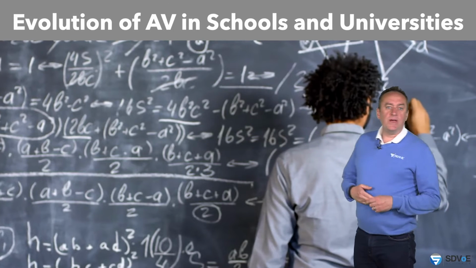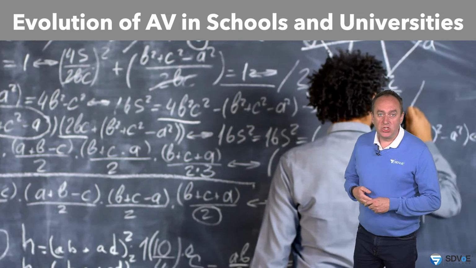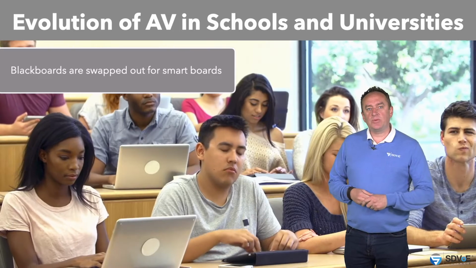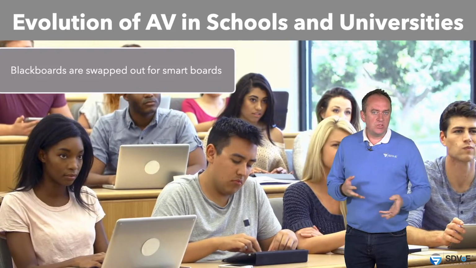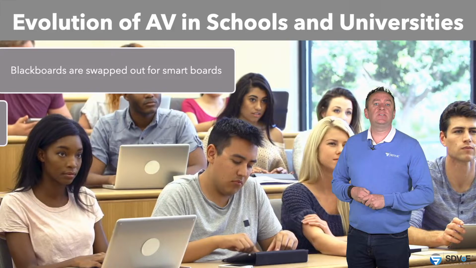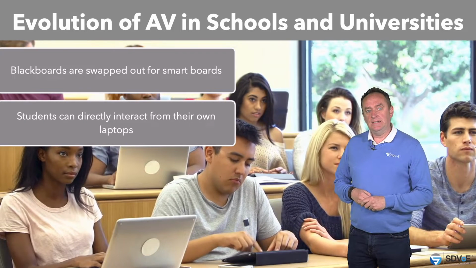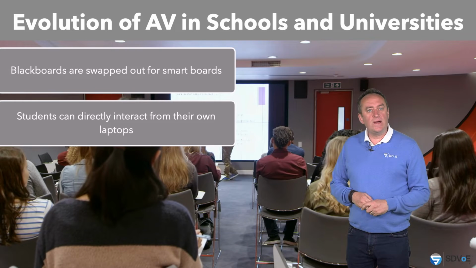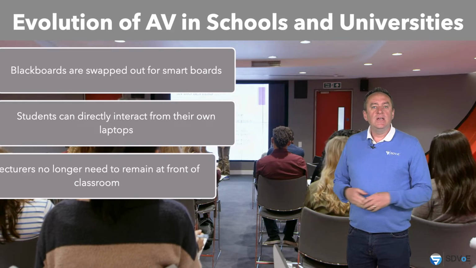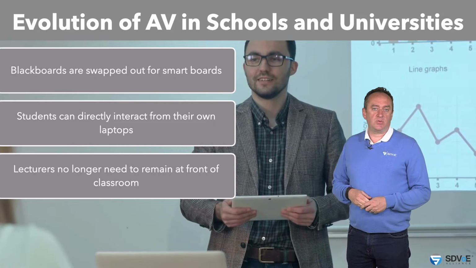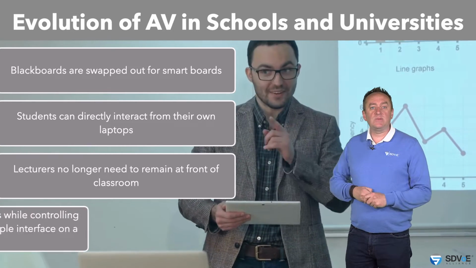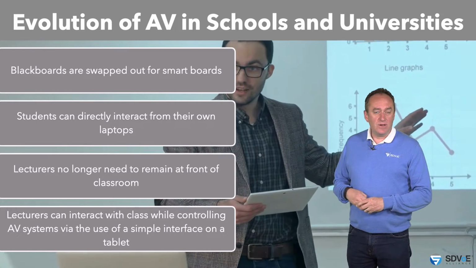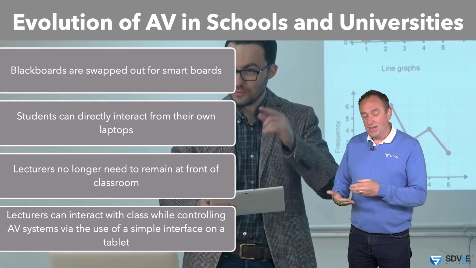The student experience in schools and universities has changed dramatically in recent decades. Blackboards have been swapped out for smartboards to help students interact with the rest of the class directly from their own laptops, in turn allowing the process of facilitation to transform the way they learn. Lecturers no longer need to remain at the front of a classroom. They can move around the room and interact with the class while maintaining control of the AV systems by the use of a simple client interface on a tablet.